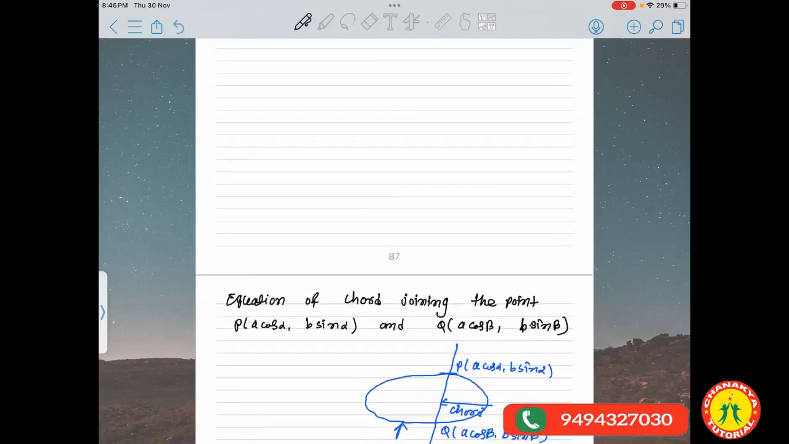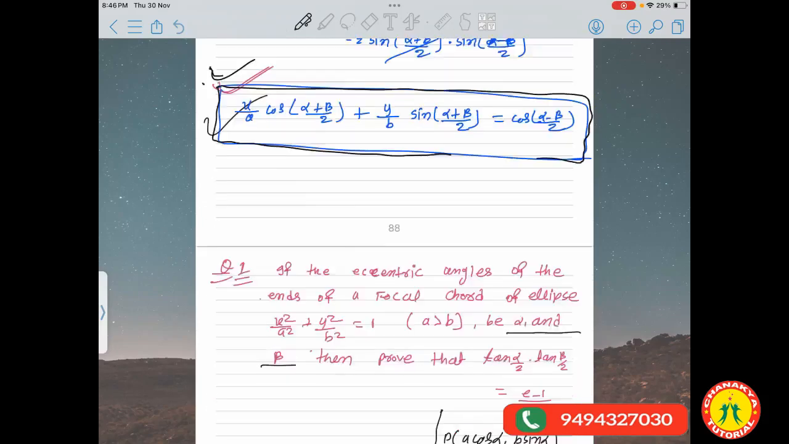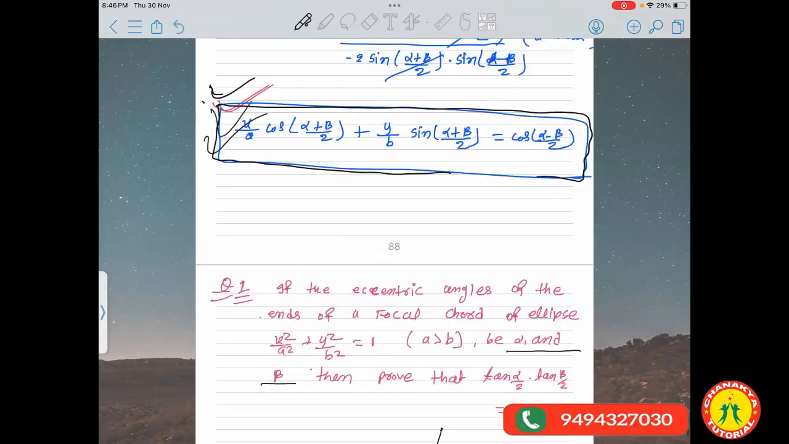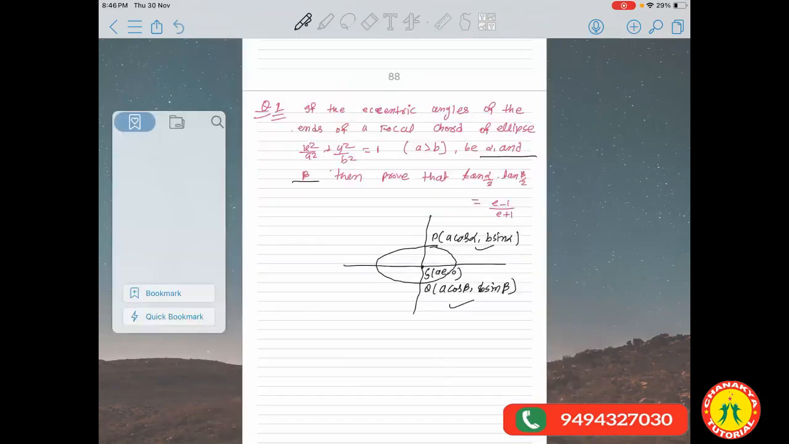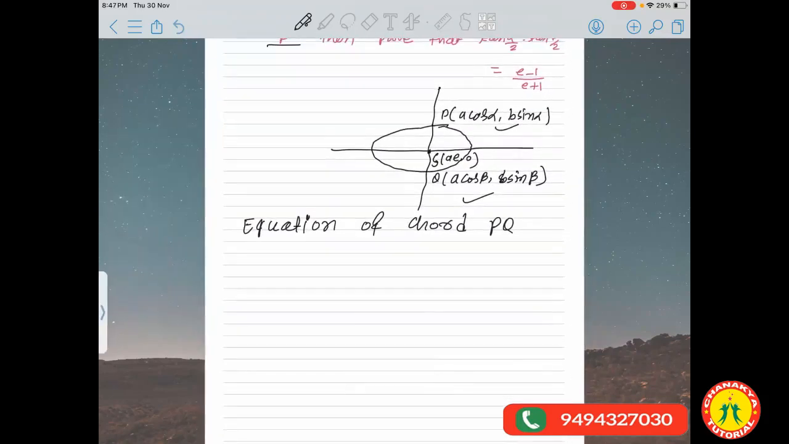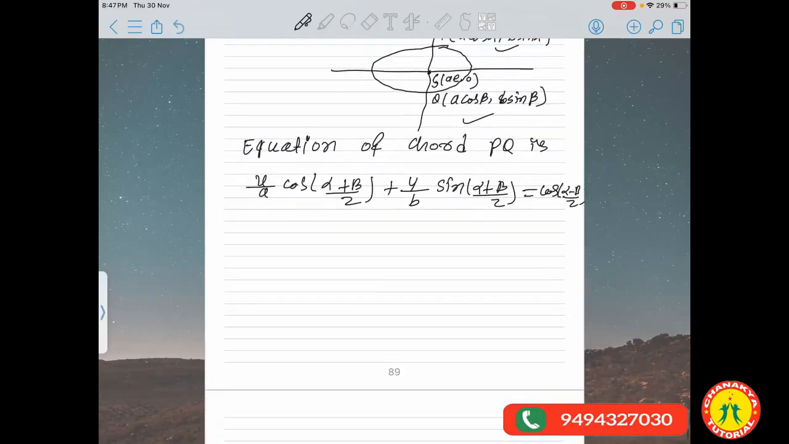So you know the equation of chord PQ. Now write the equation of chord PQ: x by a cos of (alpha plus beta) by 2 plus y by b sin of (alpha plus beta) by 2 equals cos of (alpha minus beta) by 2. Right? Now it is given as a focal chord.